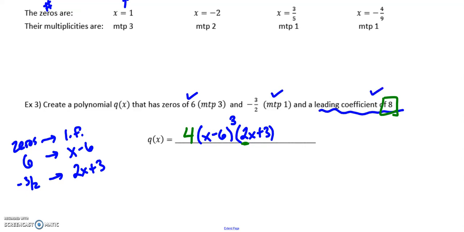So hopefully now you have a better understanding of how linear factors and zeros relate to the function, specifically when I introduce multiplicities.